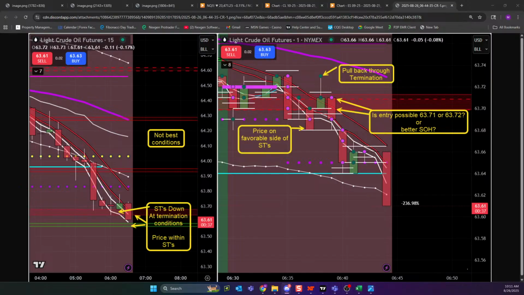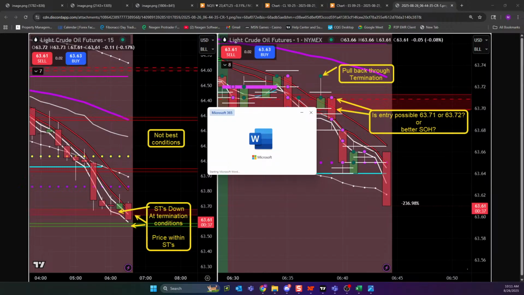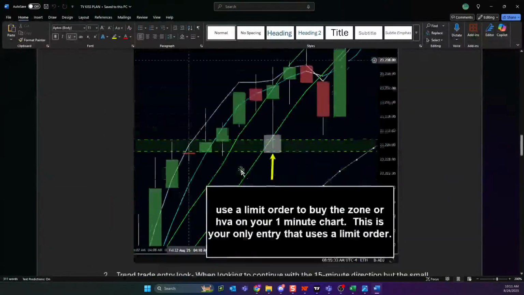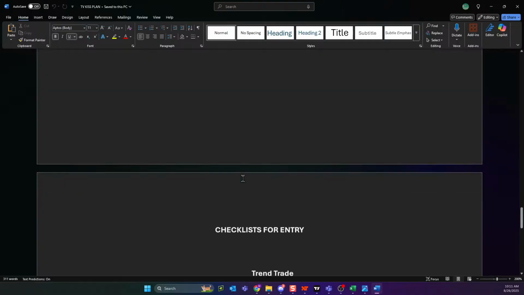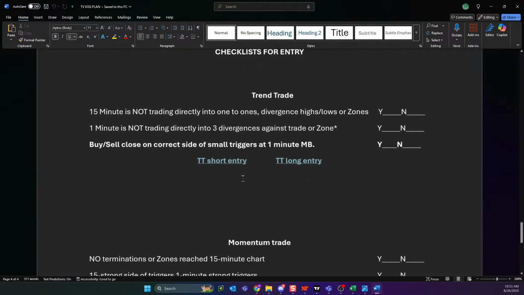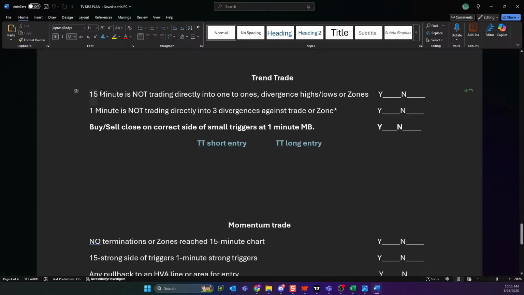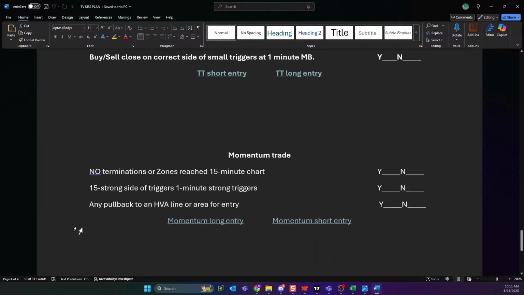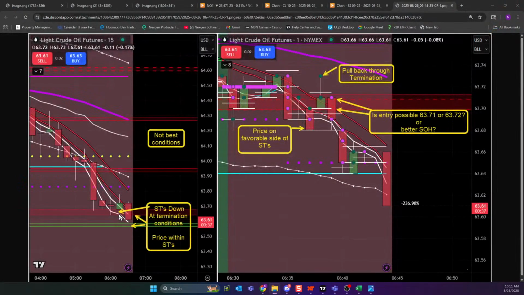So the entry is always possible, right? All you have to do is mash the sell button, Andy. Are you trying to follow the KISS plan? Are you trying to keep it simple right now? Keep it focused, follow rules? So 15-minute not trading directly into a zone. No terminations on the zone. So you really can't say that there was an opportunity if the first rule for both trades on that list aren't met, right? And sometimes it's just not our money.